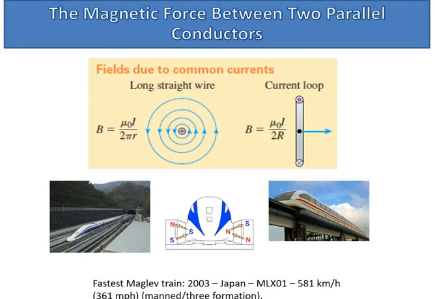Okay, look at this one. Magnetic field between two parallel conductors. Look what's going to happen. Well, first of all, look at the equation of the magnetic field now. B is equal to mu naught I divided by 2 pi r.